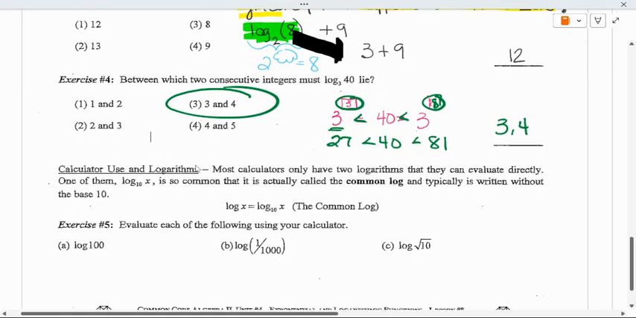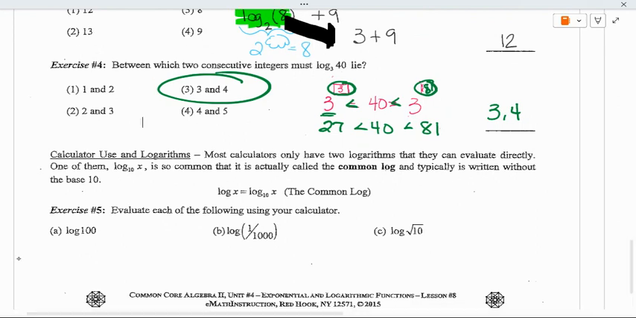Calculator use. So we talked about the common log already, but we'll talk about it again. You have the log button on your calculator. It's right here. Use that when you know that you're operating with base 10, log base 10. Otherwise, you have to press the math button and go all the way down to where it says logBASE. Got it? Okay.